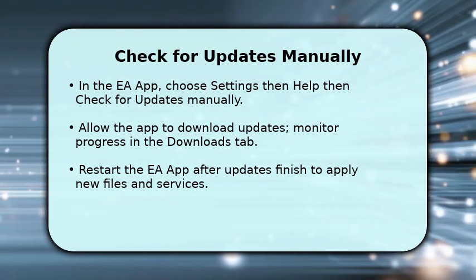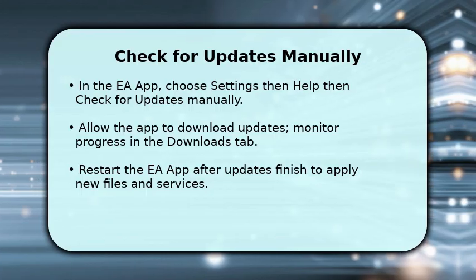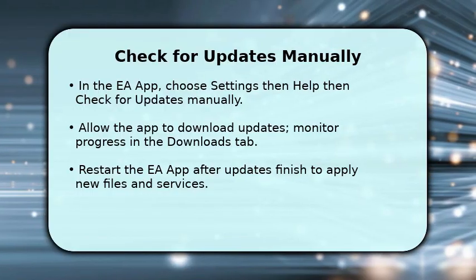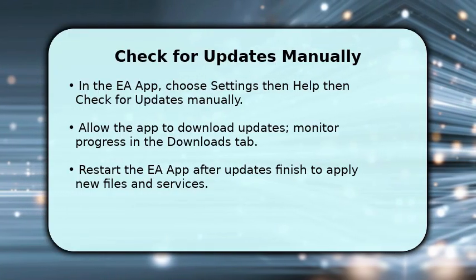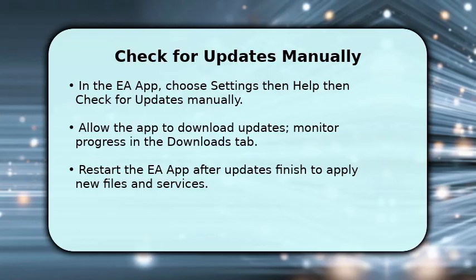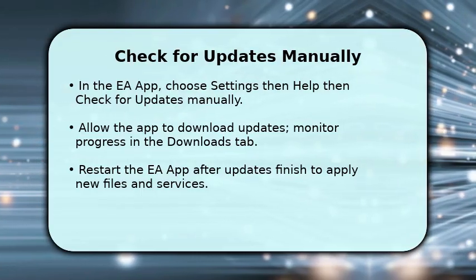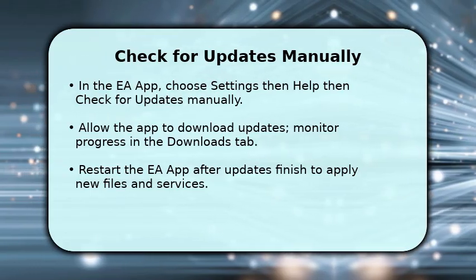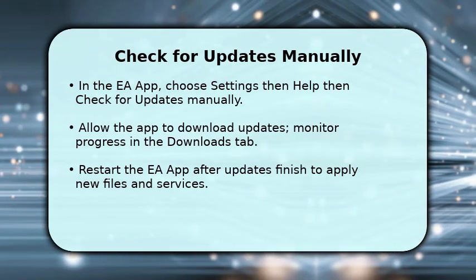The app will scan installed components and queue any available patches for download. Allow the app to download updates and monitor progress in the Downloads tab at the bottom. Do not close the app while files download. When downloads finish, restart the EA app so new files and background services can apply correctly and avoid corrupted installs.